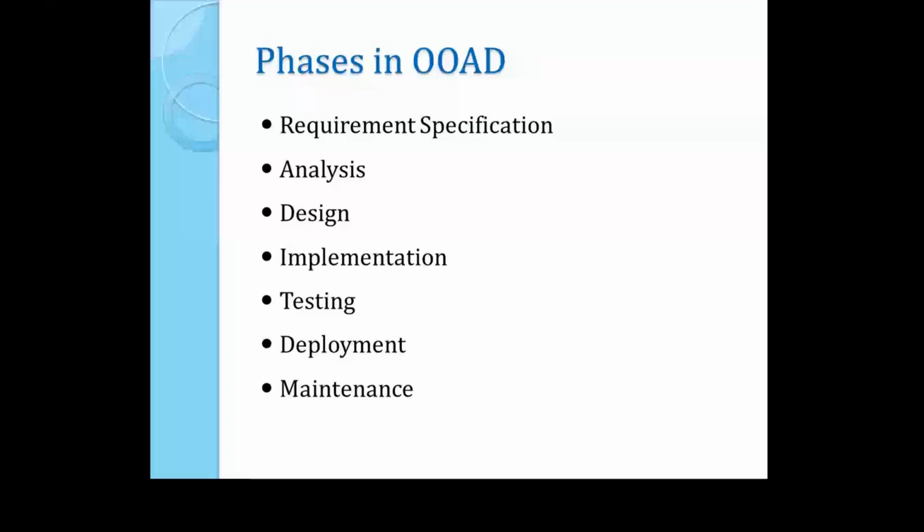And second is analysis. In analysis, you understand the classes and objects which are present in the particular requirement. And third is called design. You develop diagrams in the design phase. And fourth is called implementation. So here you will be developing the code. And next is testing. You check whether the code which is implemented is functioning correctly or not.